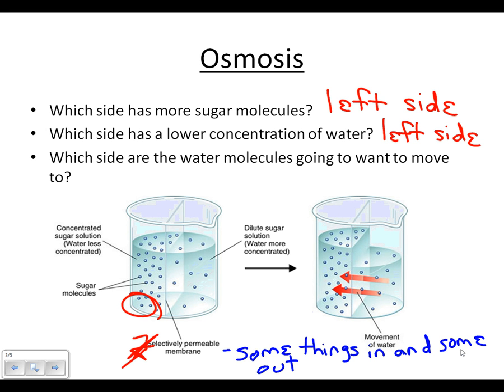So which side would the water molecules want to move to? Remember, we want a balance. So we're looking for homeostasis here. So the water molecules, there are fewer water molecules on the left, more on the right. In order to balance out, as you see, the water molecules are going to move from the right to the left. So they're going to want to move to the left.